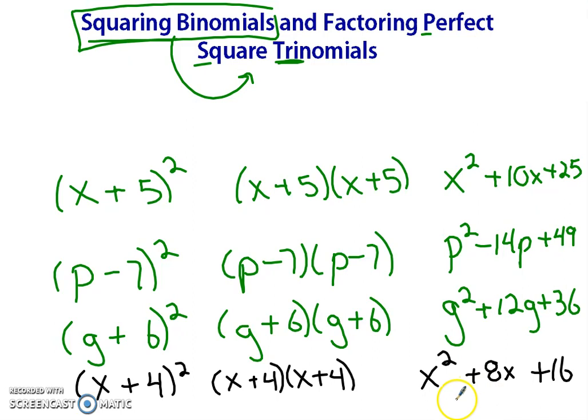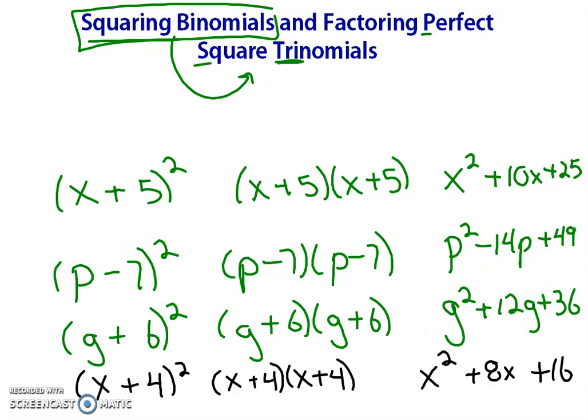If this thing is a perfect square, like one of these things here, the term at the beginning is just whatever this is square rooted. The term at the end is whatever this is square rooted. And we've got to make sure that they add together to get this. So we need positive 4 to get positive 8. We needed positive 6 to get positive 12. We needed negative 7 to get negative 14.